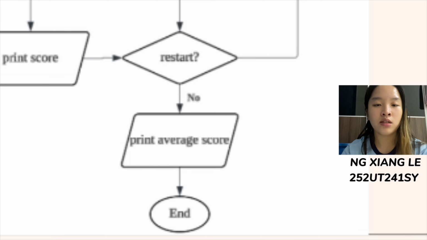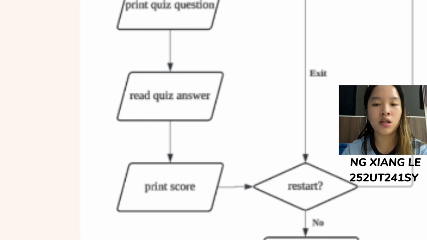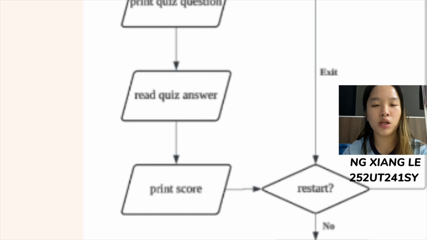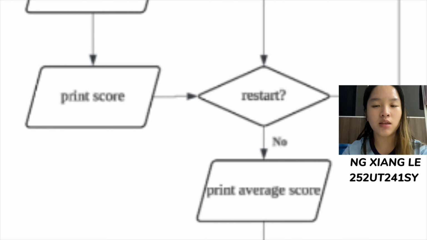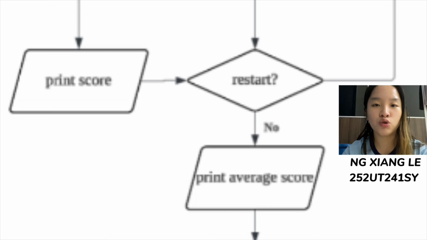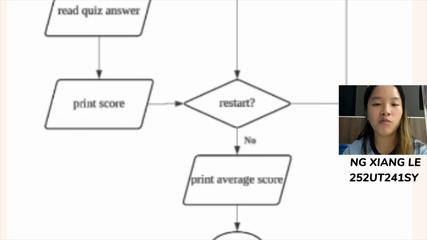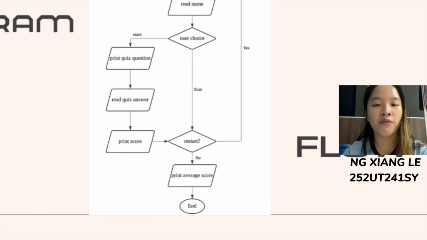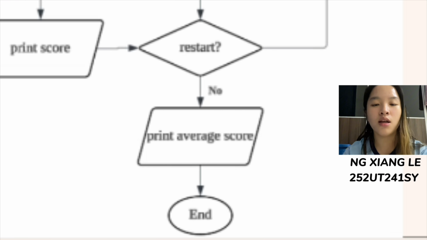After the students enter the answers, the system reads the inputs and calculates the score. Once the student score is calculated, the system will ask the student whether they want to restart the quiz or not. If the students choose yes, the program runs again for the next student. This process continues until the student chooses no. Finally, the system displays the average score for all students.